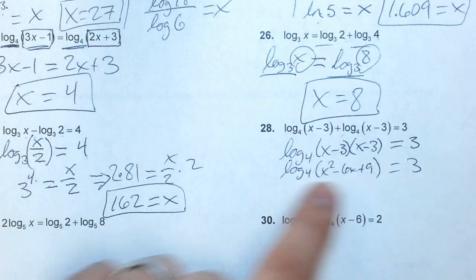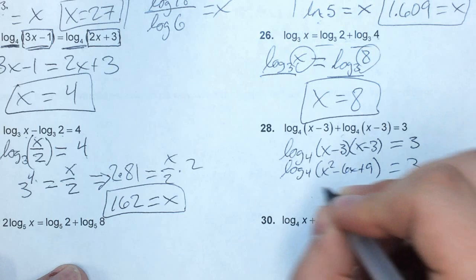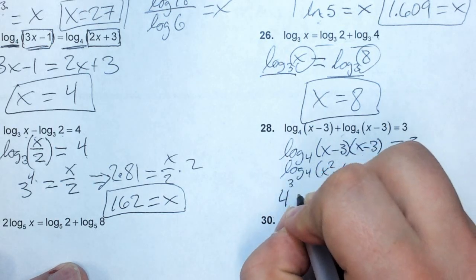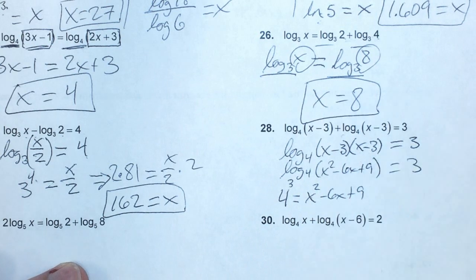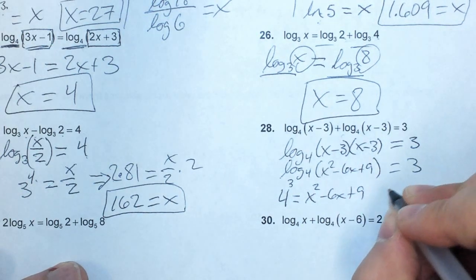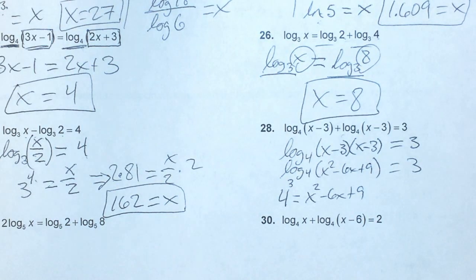Okay. Now I can do the same thing I did over here, where I can turn it into an exponential equation. 4 to the 3rd power equals x squared minus 6x plus 9. Okay, 4 to the 3rd power is 64. So that is 64. Let's get another piece of paper.